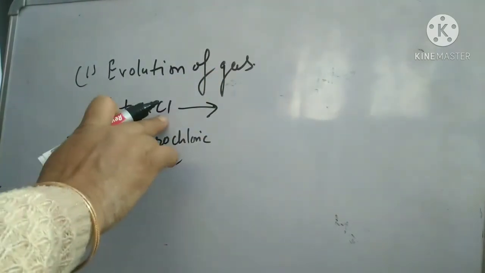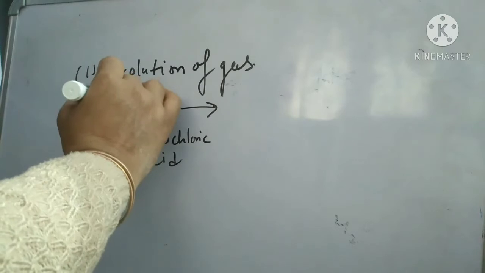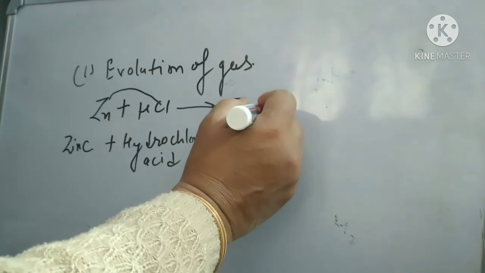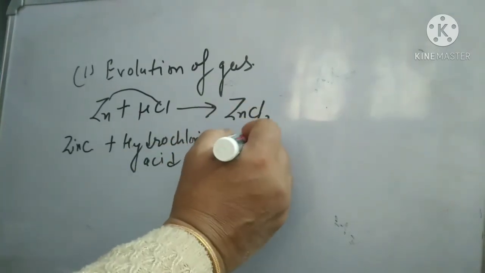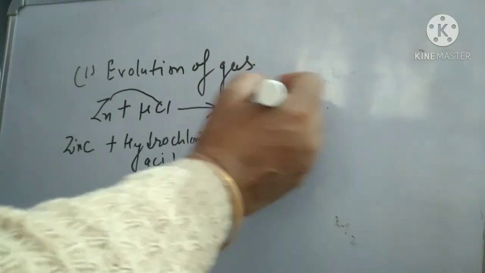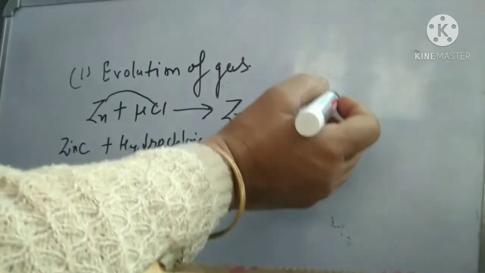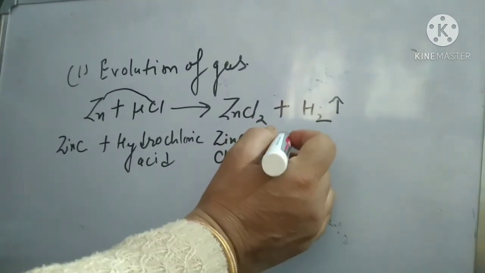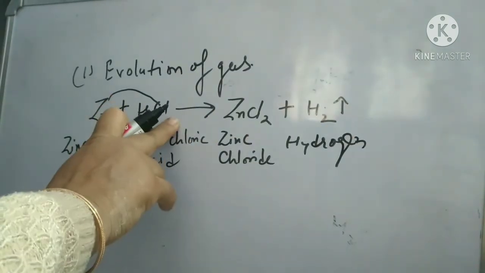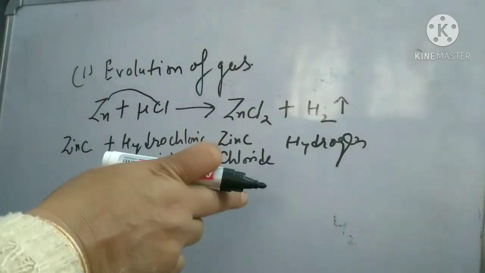These are the reactants. After the reaction, the products formed are zinc and chlorine forming zinc chloride, which is a salt, plus hydrogen gas, which is a gas. So here we can see that the reaction is resulting in the formation of a gas.